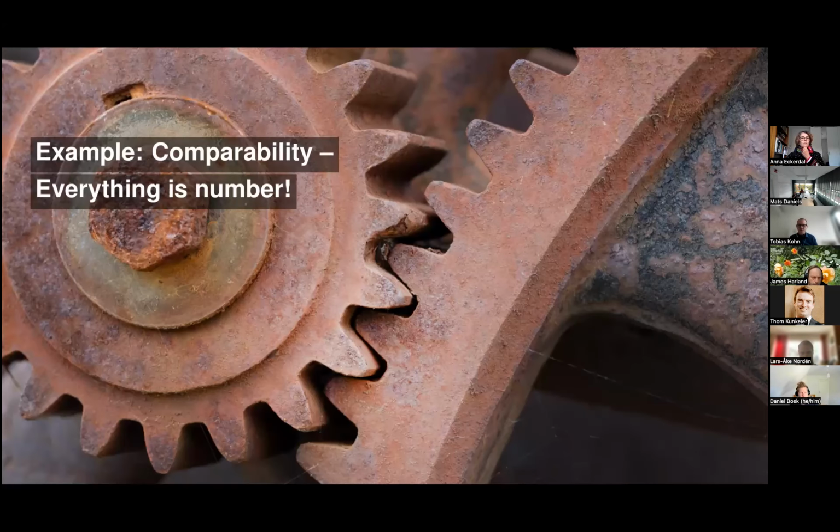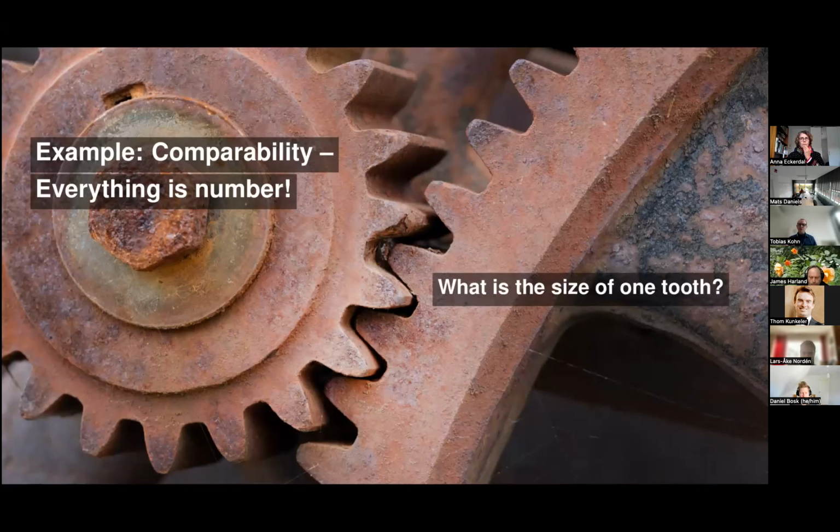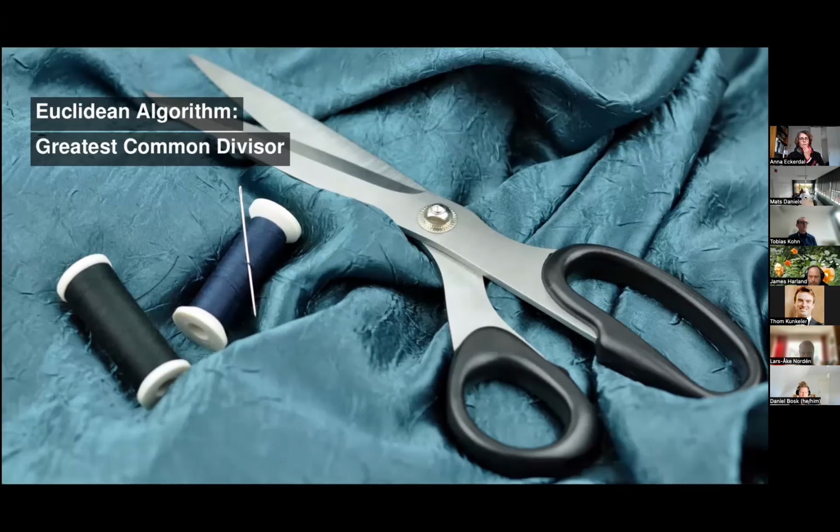Let me give an example here to highlight this a little bit more. I'm going for the Euclidean algorithm here. So you have these two gears, and the idea is how big do we have to make one of these teeth so that the entire thing works. So we already know the answer to the Euclidean algorithm. We have the greatest common divisor that we need to compute.